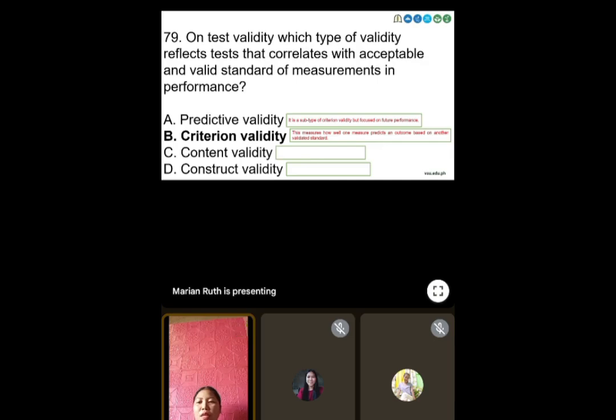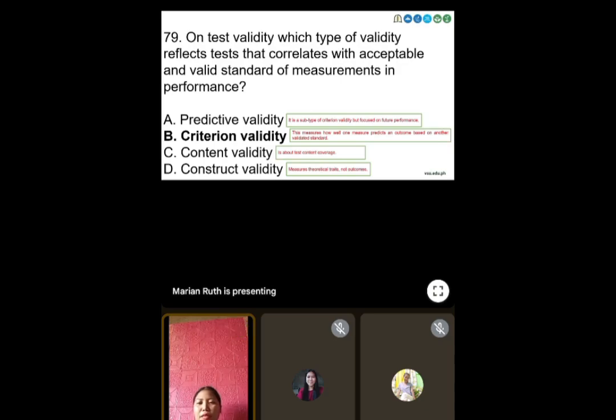Letter A is not the correct answer. It's because predictive validity is a subtype of criterion validity but focuses on future performance. Why not letter C, content validity? It's because it is about test content coverage. Why not letter D, which is the construct validity? It's because it measures theoretical traits, not the outcomes.